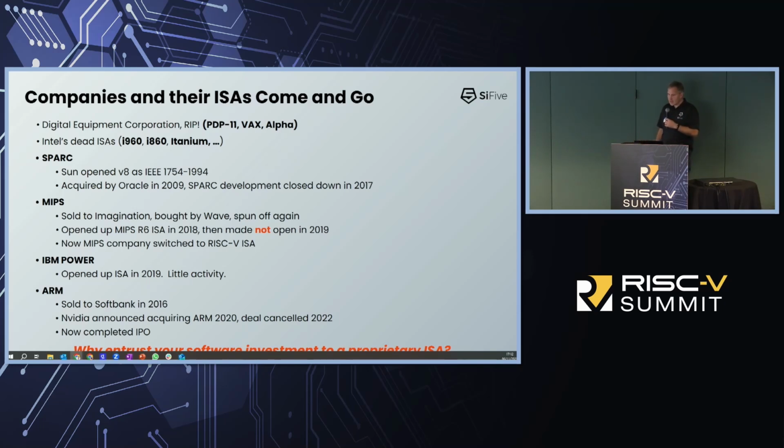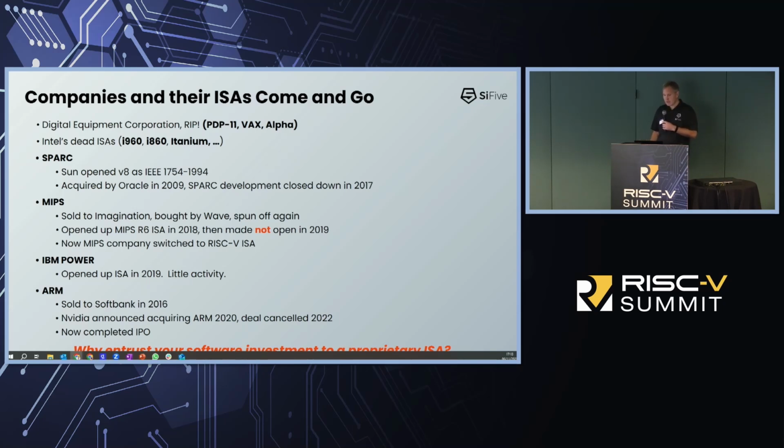And you can see that some of them have come and gone, some of them became popular, some of them became less popular. A number of them have gone through different iterations in terms of who owns them, and what the company strategy behind the ISA is. And then some of them have dabbled with being open a little bit, and then sort of undabbled with being open, but none of them have really committed to it.